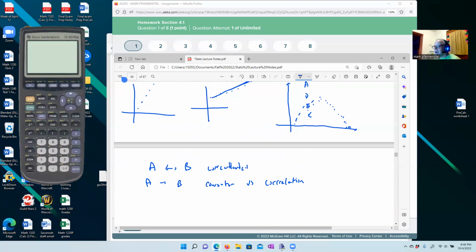So you have to be really careful, wondering: is A causing B, is B causing A, or is there a third? These are called lurking variables. Is there a third lurking variable that is causing both? And then it's possible they can be influencing each other.